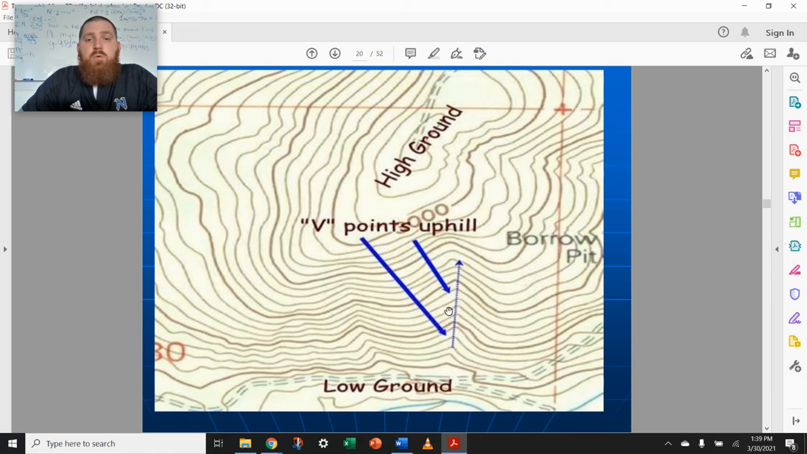Again, the V points uphill. This is due to the way that the landmass will likely erode when water runs down it. So these are all pointing up the hill. Just again, over here, these point up the hill. So this is our high ground right here.